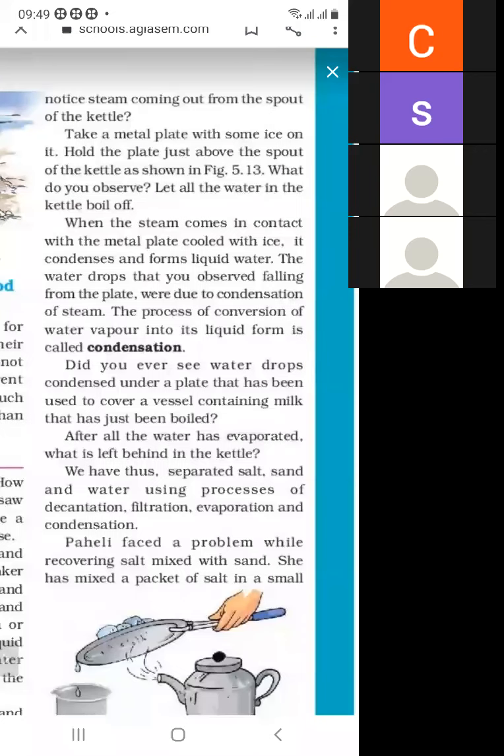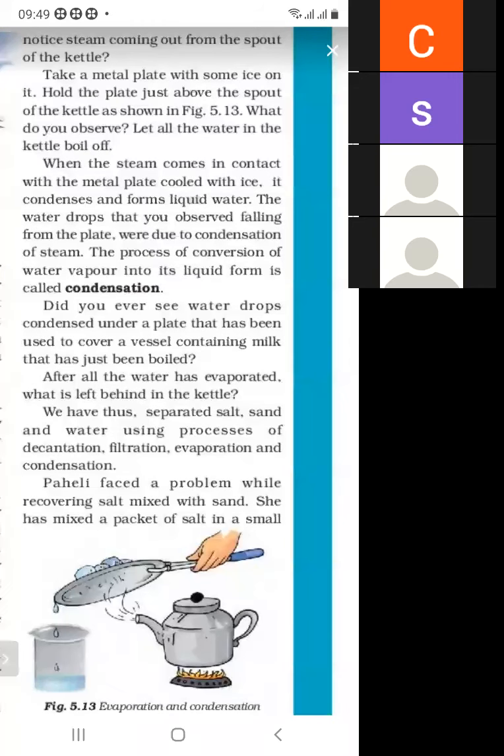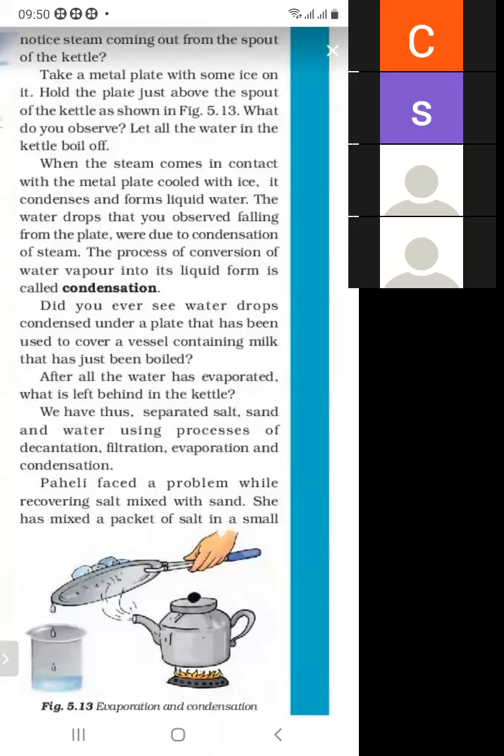Firstly, we will heat this mixture and then notice steam coming out from the spout of the kettle. Take a metal plate with some ice on it and hold the plate just above the spout of the kettle as shown in the figure 5.13. And what do you observe? Let all the water in the kettle boil off.